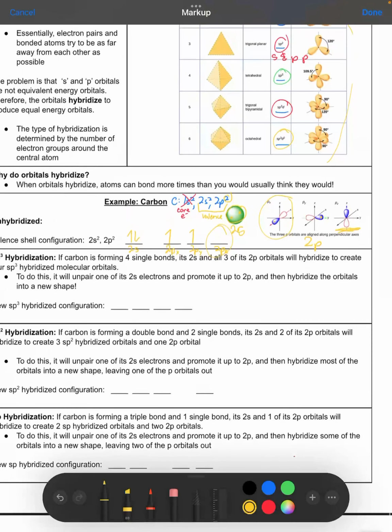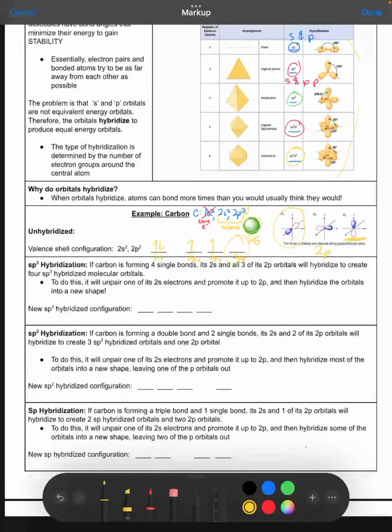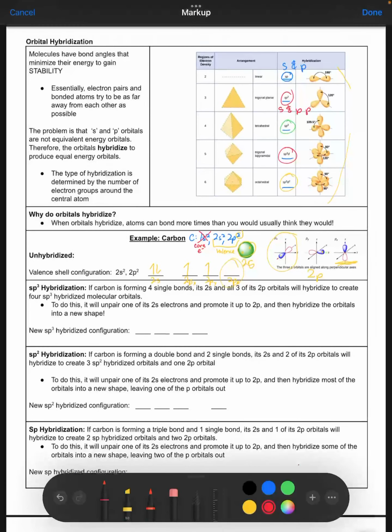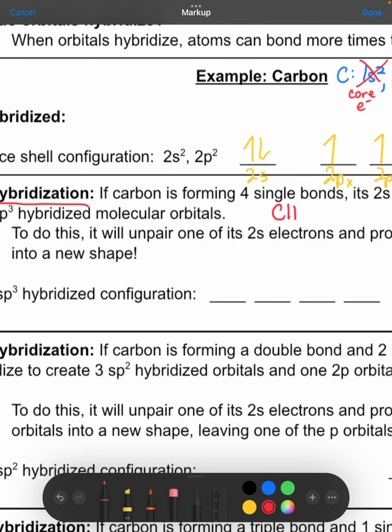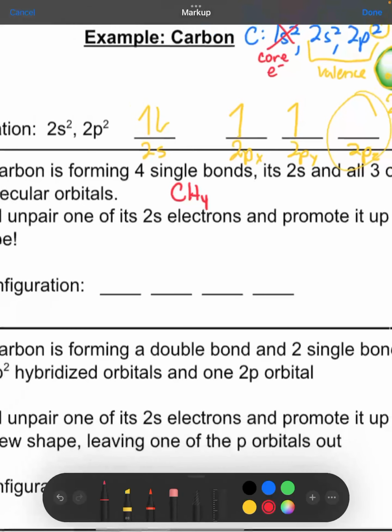When those 2s and 2p orbital spaces start smashing themselves together, they can do that in different patterns. My first pattern that I want to talk about is sp3 hybridization specifically, and that happens if carbon is forming 4 single bonds. Okay, so let's say carbon was participating in CH4 as a molecule. That means that it is single bonded to all of those hydrogens. And the preliminary Lewis structure would look like this.